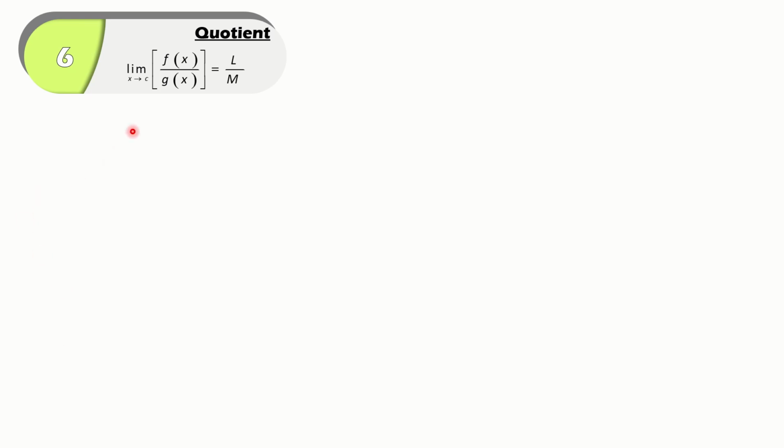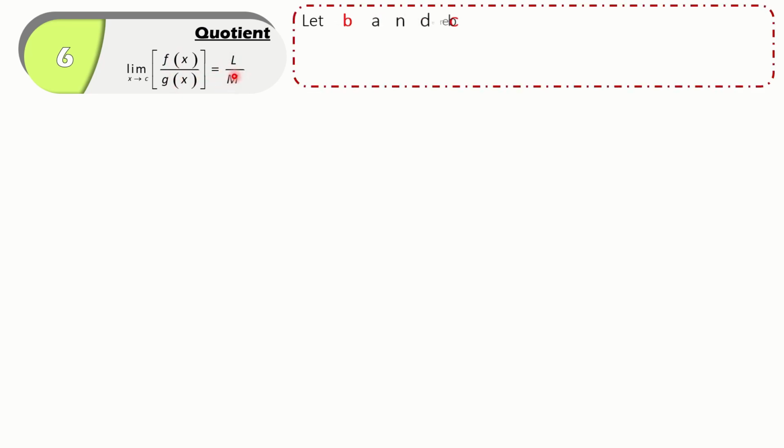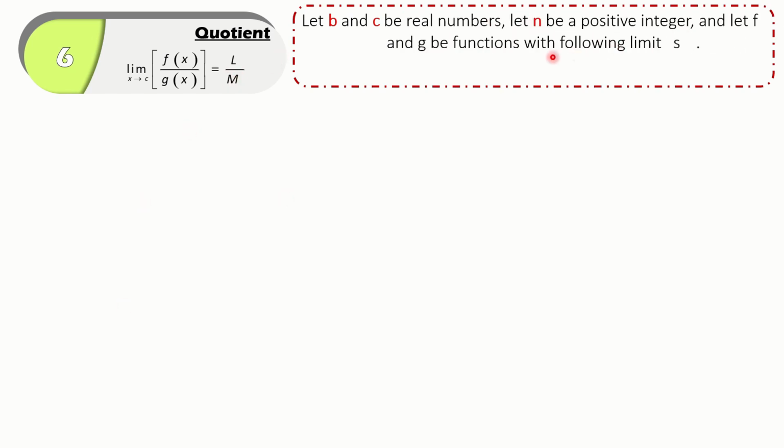Quotient property says that the limit of a quotient of functions is the quotient of individual limits, where b and c are real numbers, n is a positive integer, and f and g are functions with the following limits, L and M. To give you further explanation, let's use an example.